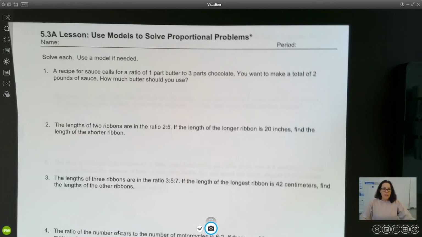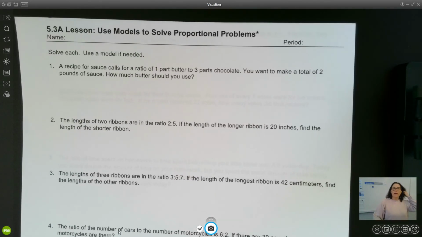Okay, guys, so 5.3a, a new section, a little bit different topic, kind of relating some prior things from prior modules to what we've been working on in Mod 5. All right, so solve each, use a model if needed. Number one, a recipe for sauce calls for a ratio of 1 part butter to 3 parts chocolate. You want to make a total of 3 pounds of sauce. How much butter should you use?